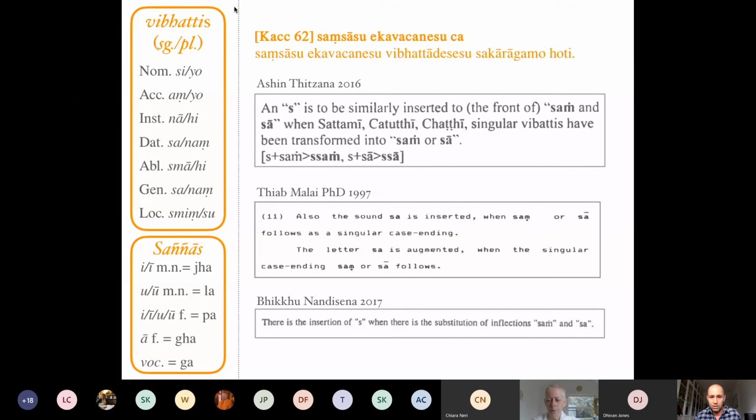What is most relevant here for our purposes is not the full meaning of the rule, or the exact meaning here of vibhatyādesesu, which is a replacement vibhakti. So there are different types of vibhaktis. This type of vibhaktis, sam and sa, are specifically called vibhakti ādesa. That means replacement vibhaktis. We're not going into that. This is not important for our purposes. The most important thing here to see is that all translations take for granted that in "saṃsasu ekavacanesu ca", you are still reading sakāragamo from the previous rule.